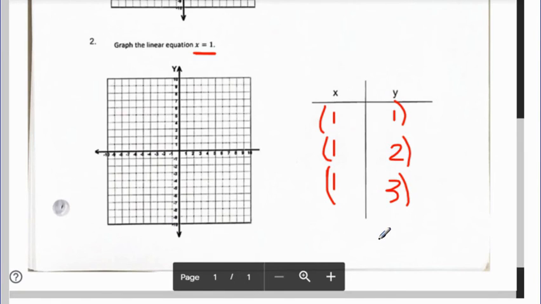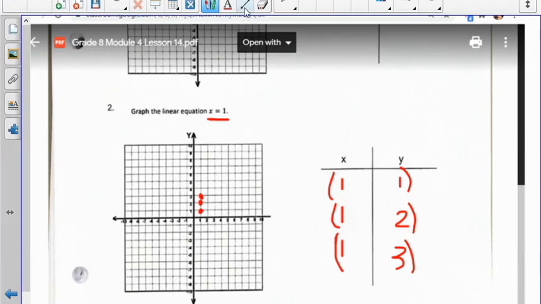Okay, I'm going to graph these for you. You need to check your work to make sure you are doing it the same way I did it. If you didn't, just fix it with your pencil. So I'm starting at 0, 0. I'm going to go over 1, up 1, make a point. I'm going to go back to 0, 0, over 1, up 2, make a point. My last point is 1, 3, so I'm going to start at 0, 0, go over 1, up 3, make a point.